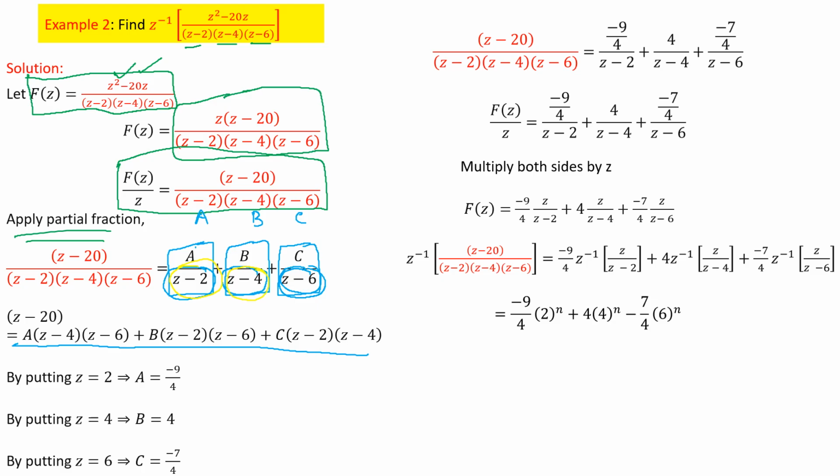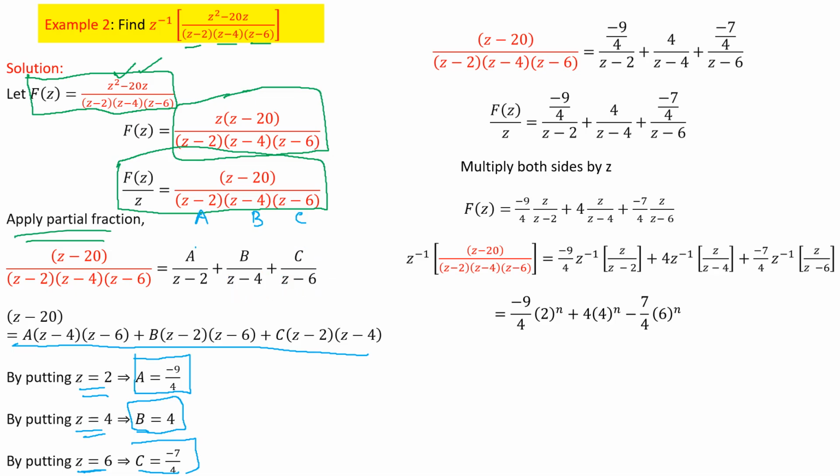Now by putting these values, let me substitute z equal to 2. That will give you a equal to minus 9 over 4. If I put z equal to 4, we will get b equal to 4. And finally, if I substitute z equal to 6, I will get c equal to minus 7 over 4. So now in place of a, we will write minus 9 by 4 divided by z minus 2. In place of b, we will write 4 divided by z minus 4. In place of c, we have minus 7 over 4 divided by z minus 6.